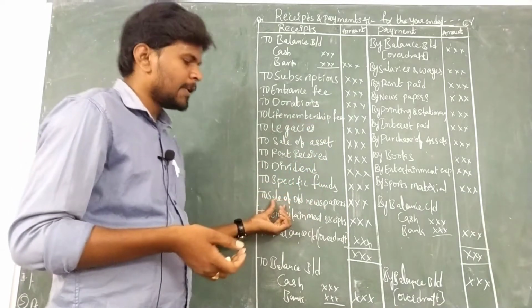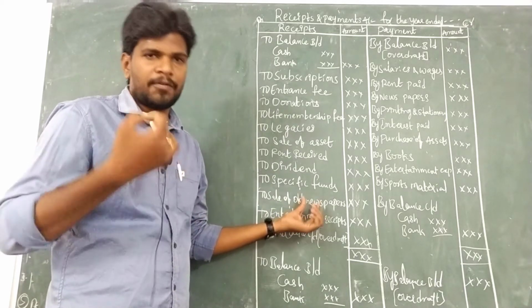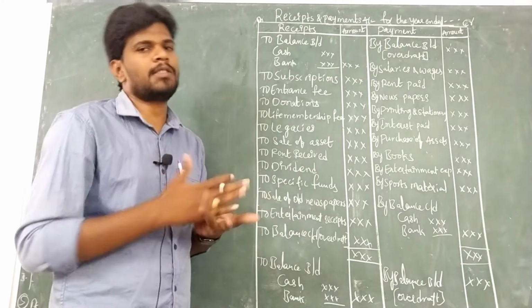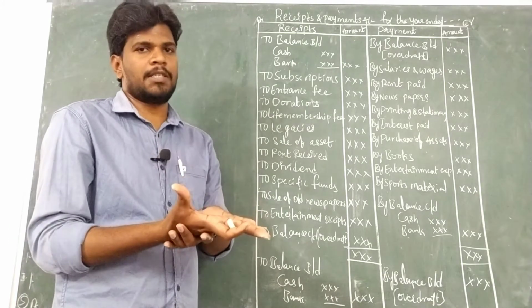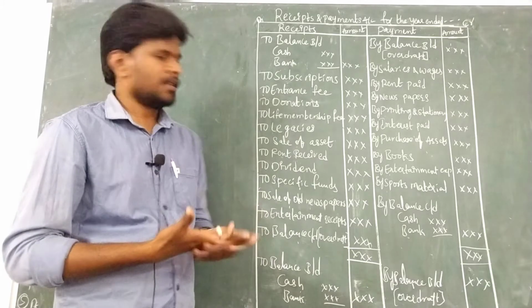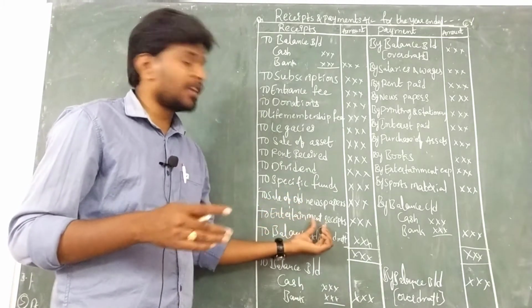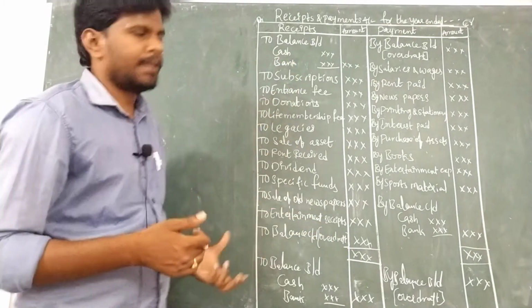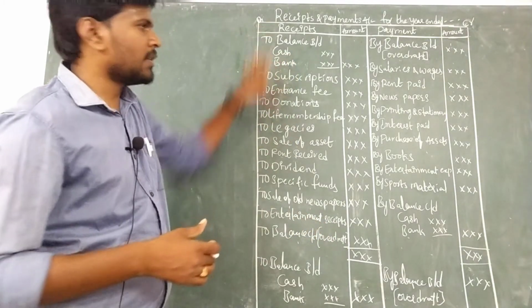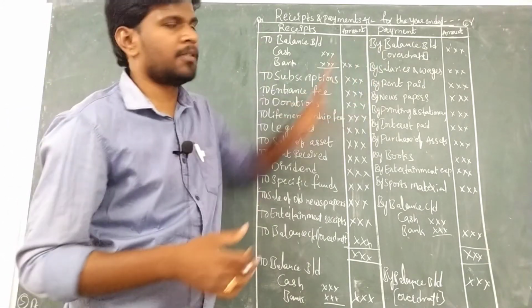Then, sale of old newspapers. At the end of the month or the end of the year, the organization may sell them. That is also a cash receipt, so that's why it is also recorded on the receipt side. Next, entertainment receipts. If there are any entertainment receipts, they are also recorded on the debit side. These are the receipts.